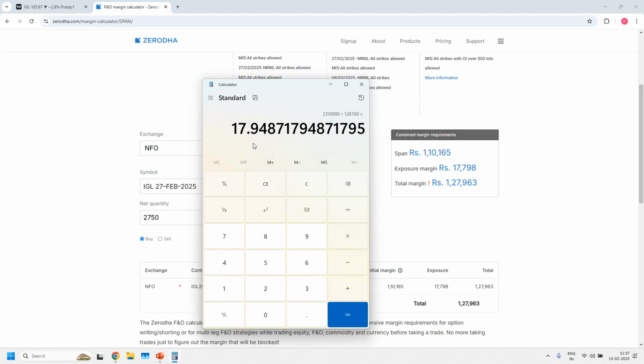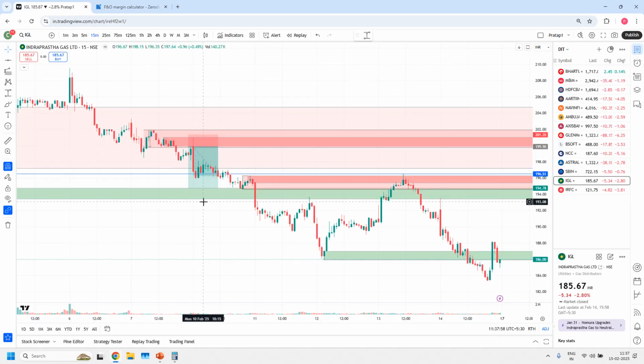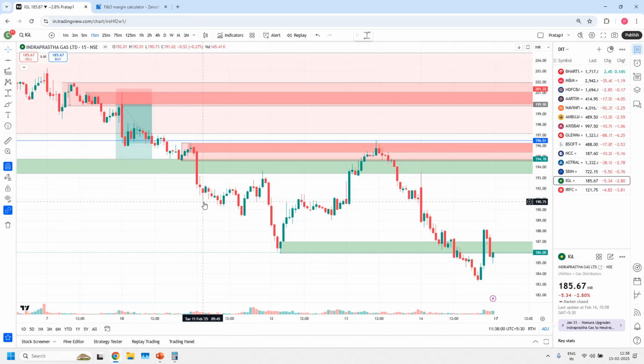How much profit did you get? 17.948. That means almost 18% profit you got. Close to 18% ROI you got, not profit, ROI, return on the investment. Within 2 days, in just 2 days. First day you took the trade, next day you exited and booked the profit. See how perfectly our bearish trade setup is working.